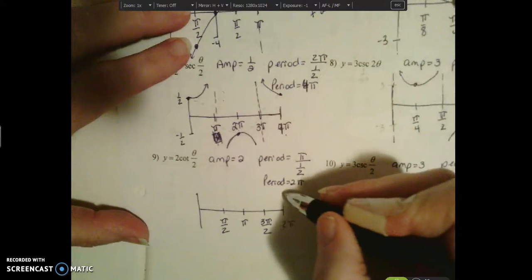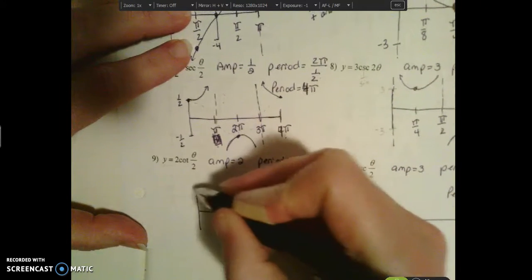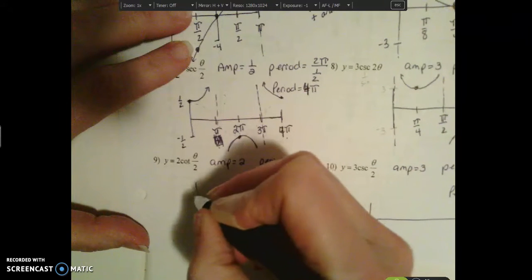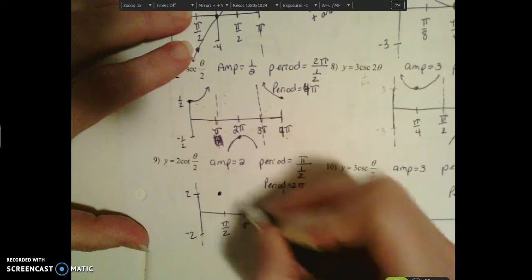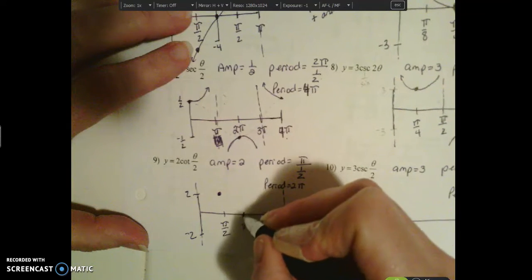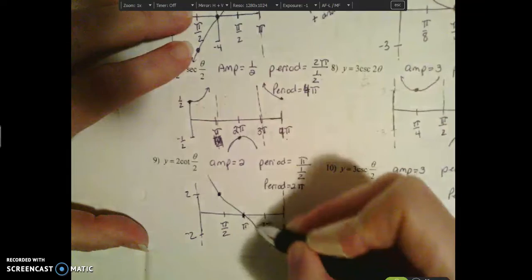Okay. So with cotangent, my asymptotes are always the outermost part. Amplitude is 2 and -2, which tells me I'm going to go up to 2 and down to -2. And here's my 0. And there's my cotangent curve.